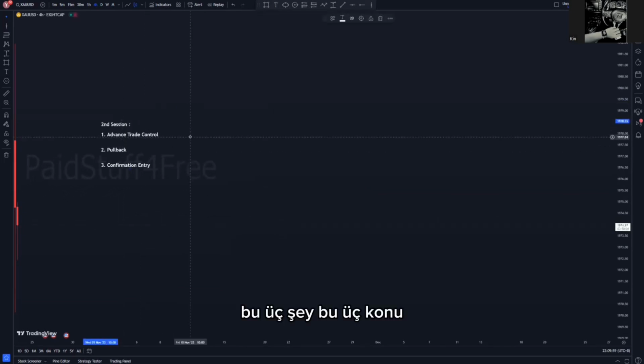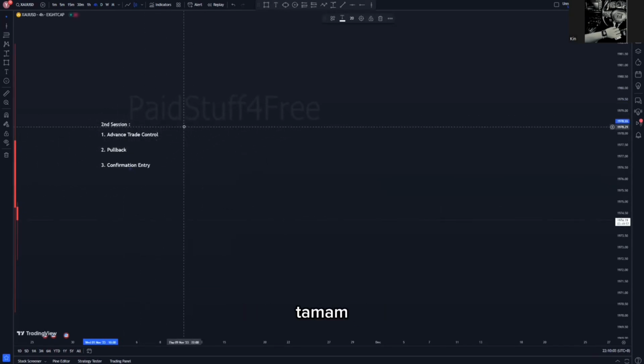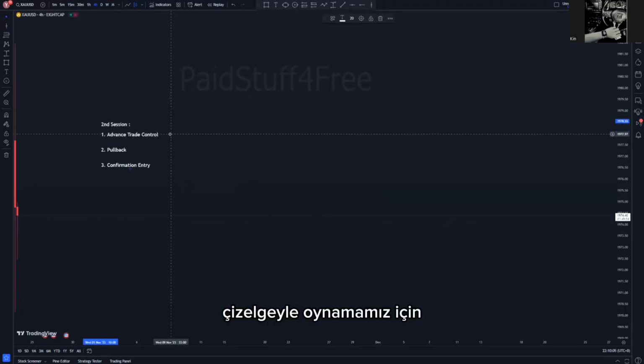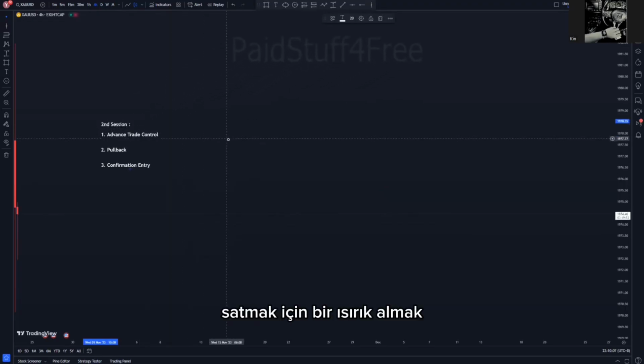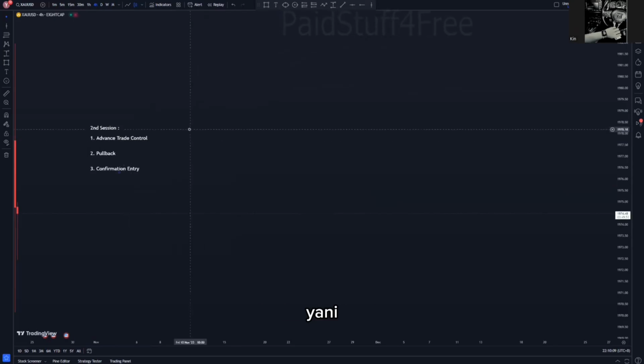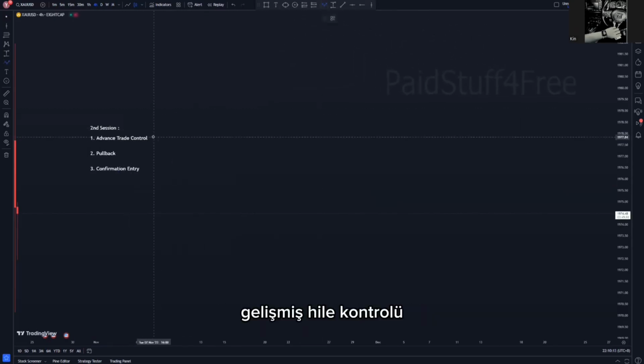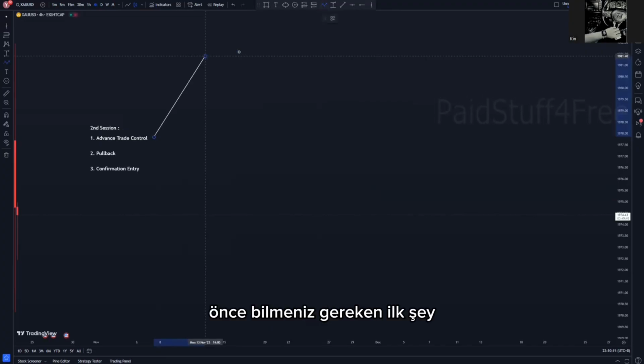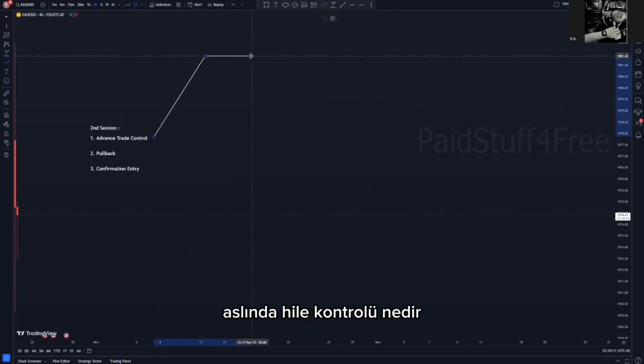These 3 topics are very, very important for us to play around with the chart, like take a buy, take a sell, something like that. Right. So let's start with the first one, which is the advanced trade control. So first things first, you guys need to know what the trade control actually is.